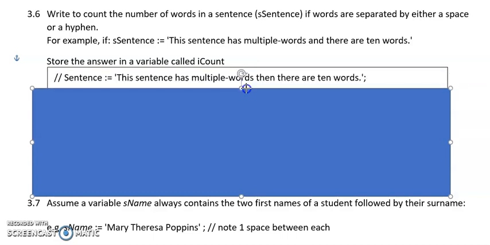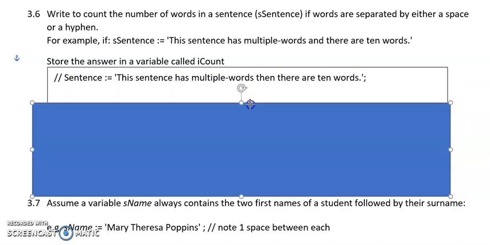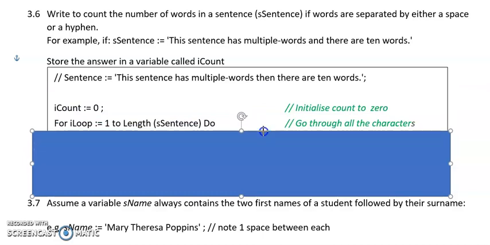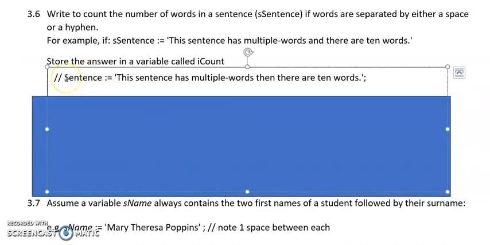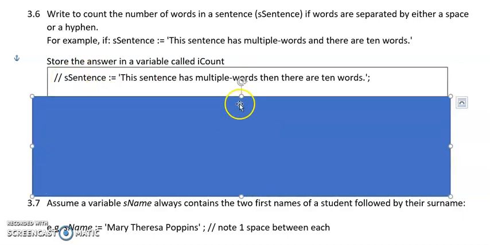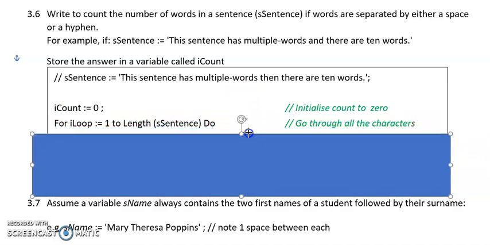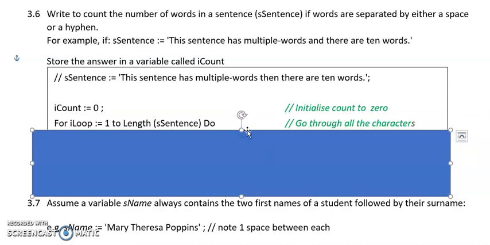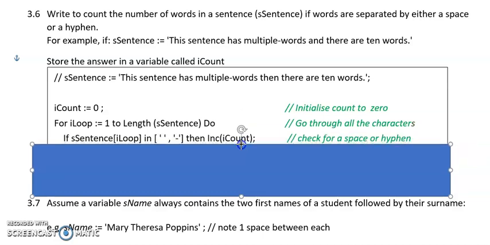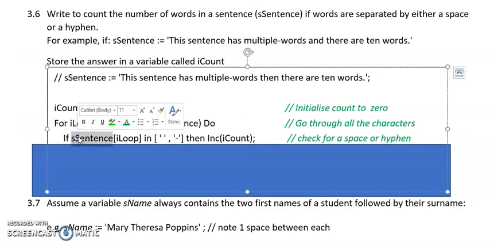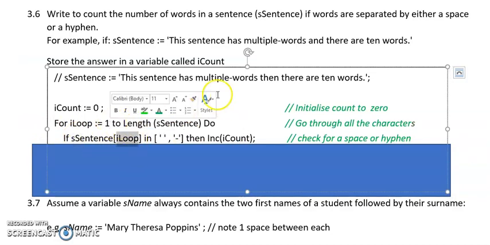So essentially, that's our sample sentence, for example. You don't need to know that, that's just what the sentence is. It's sSentence, sorry, that should be sSentence there. But again, that's just an example. That would have been input by the user or whatever it happened to be. iCount equals 0 because I want to count a whole lot of things. Again, standard thing: for iLoop equals 1 to the length of whichever string variable I want to go through. I want to look at all the characters. Again, standard: if sSentence, the name of the variable, iLoop. In other words, it'll be 1, 2, 3, however many characters there are in that sentence.